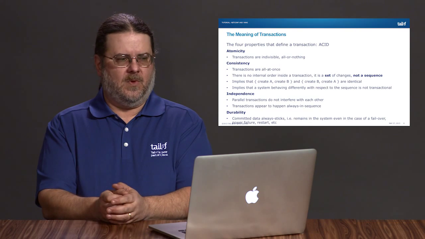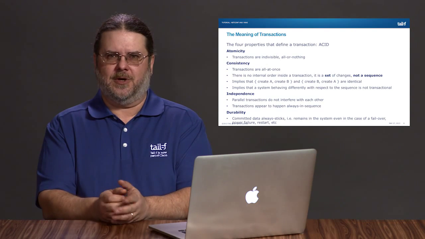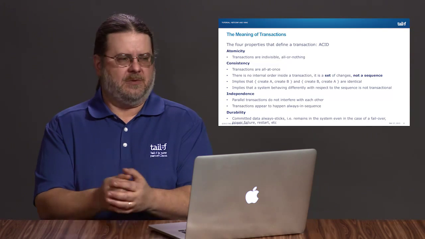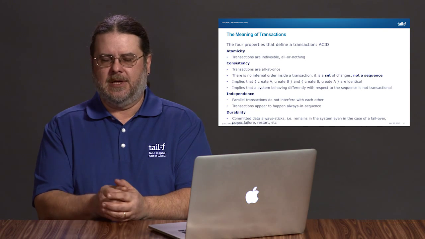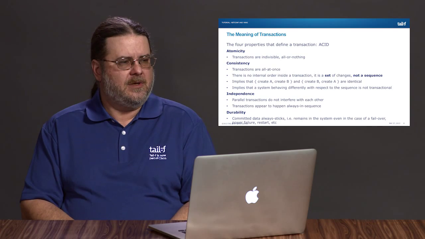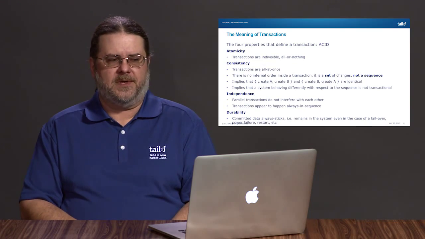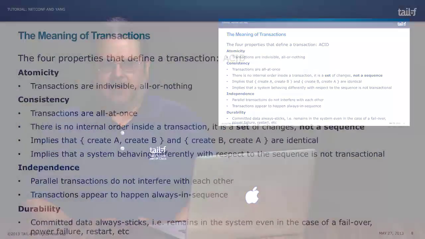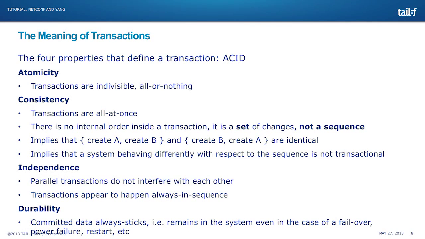So, what is a transaction? We've talked about device transactions, we've talked about network-wide transactions. Well, in computer science theory, we have 4 properties that define a transaction, commonly abbreviated as ACID: atomicity, consistency, independence, and durability. A transaction is all or nothing. That's what atomic means.